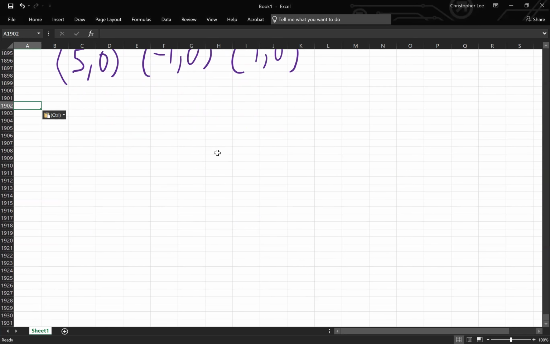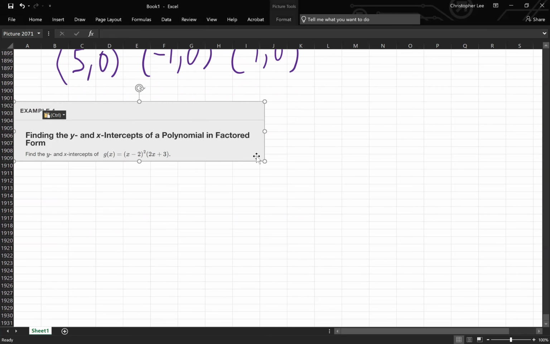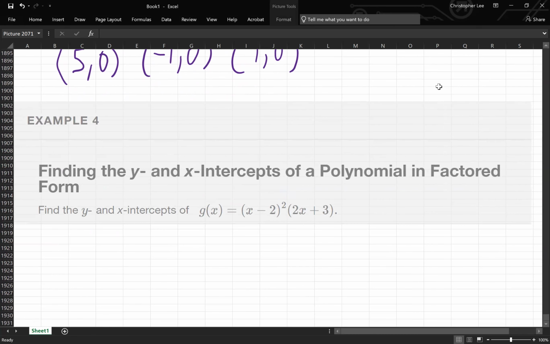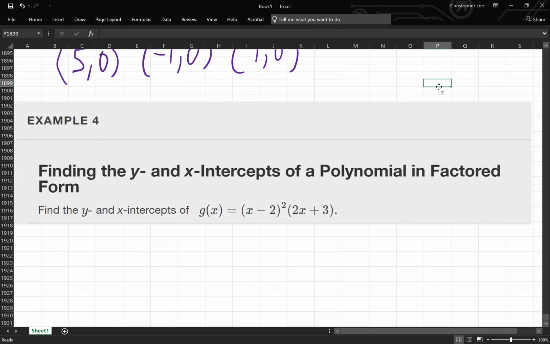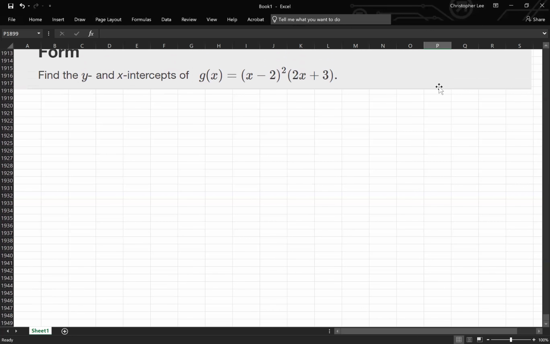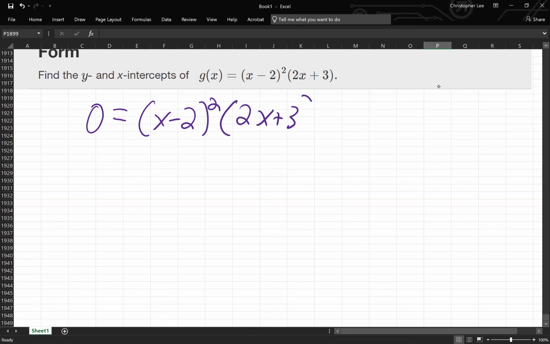All right, this is a little bit easier. I'm asking you the same thing though. Give me the y-intercepts, give me the x-intercepts. Y'all want to start with the x's first? All right. So 0 is equal to x minus 2 squared times 2x plus 3. Tell me what to do.